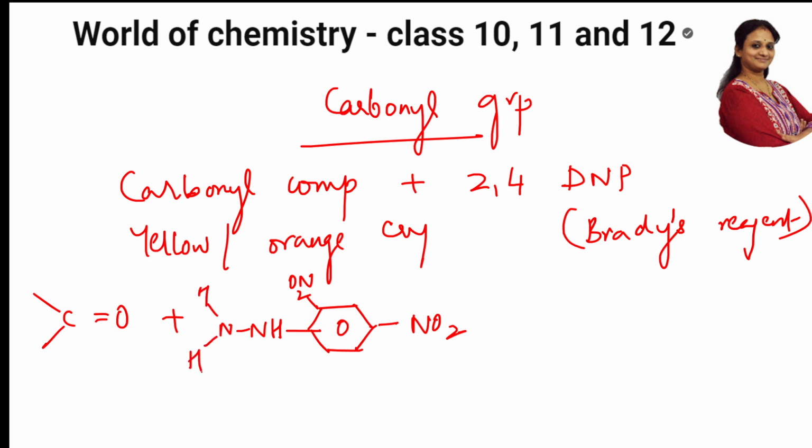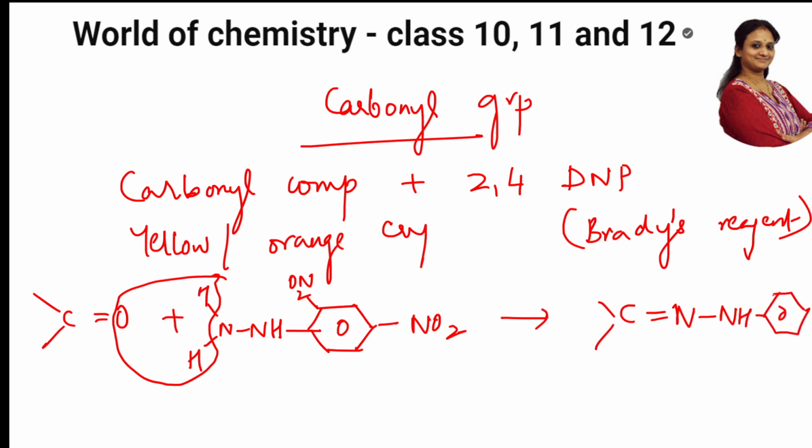So what will happen? There is removal of a water molecule. Water molecule is removed. And what do you get? You get a double bonded nitrogen compound, NH, and the remaining DNP is here, and the hydrazone is formed. So the carbonyl group, whether it is aldehydes or ketones, reacts with 2,4-DNP Brady's reagent, and you get the product. Now this is only for a carbonyl compound.